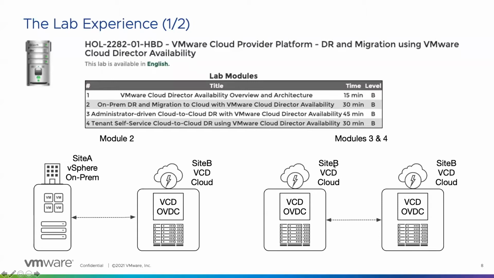That should be a Site A, but no worries. You understand what it means, and so that should be a Site A to Site B, not Site B to Site B. But then the main difference between 3 and 4 is module 3 is showing it as if the administrator was using it to migrate or failover VMs from one to the other.